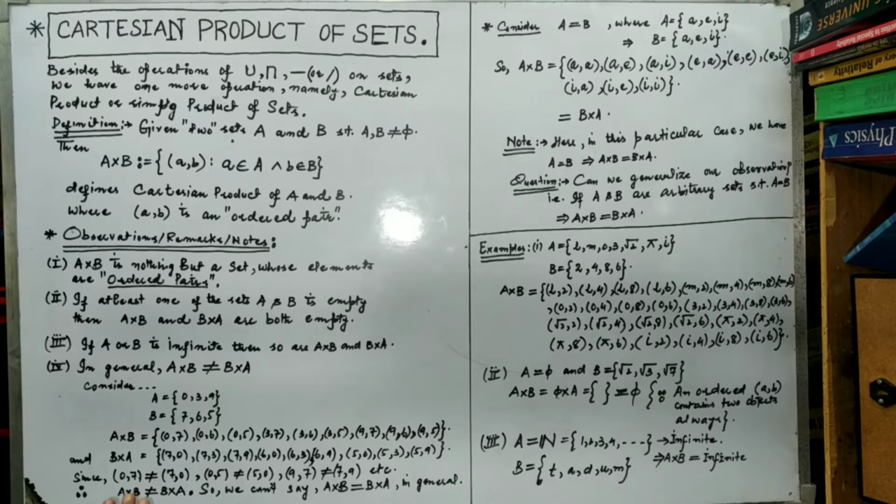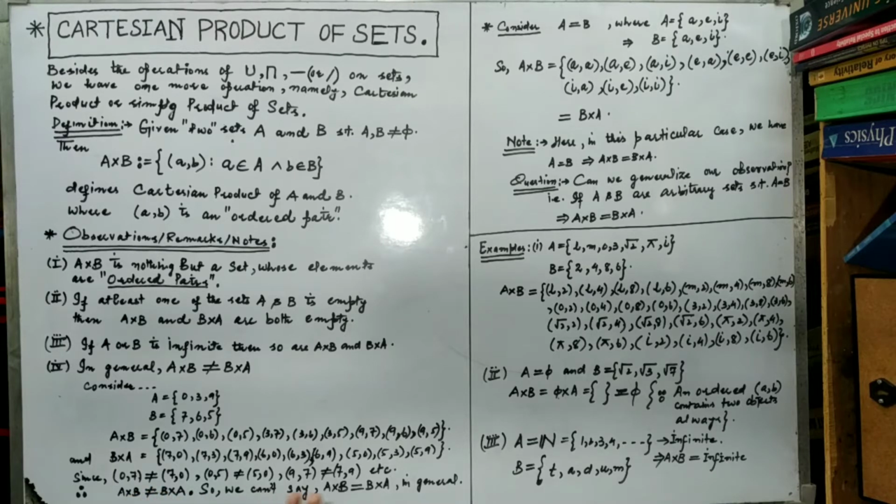Now as you can see, the ordered pair (0, 7) belongs to the set A cross B, and I have another ordered pair which belongs to B cross A, but it is (7, 0). By the definition of equality of two ordered pairs, (0, 7) is not equal to (7, 0), by the nature of an ordered pair.